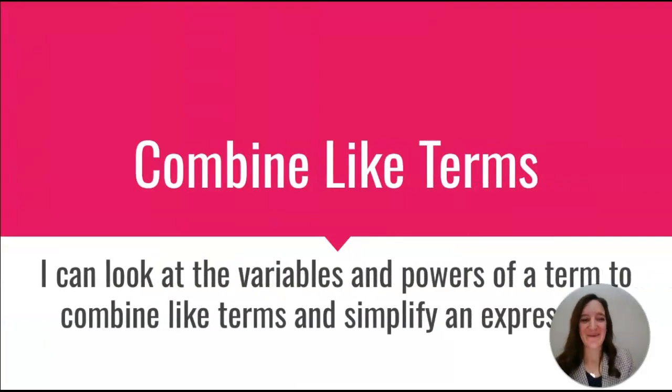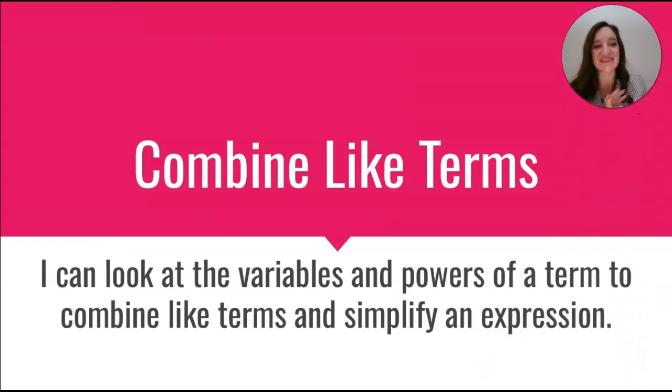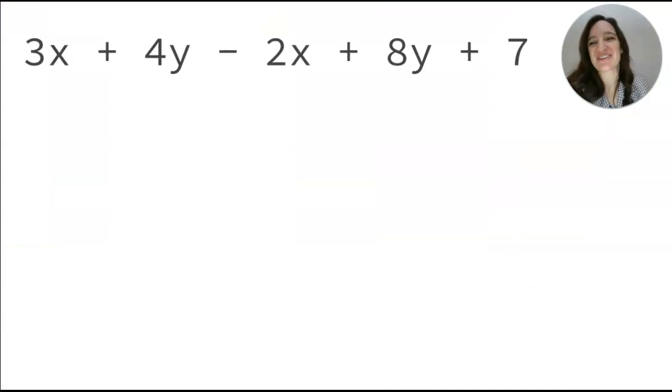How do you feel? Can you look at the variables and powers and the exponents now and decide how you can combine those terms and simplify an expression? Let's see. Here's your expression. I want you to simplify 3x plus 4y minus 2x plus 8y plus 7. How could you combine that? Go for it.